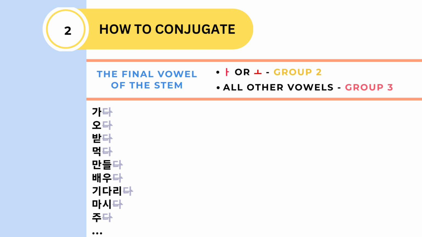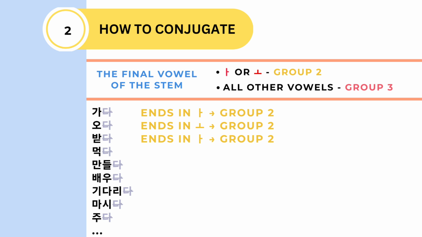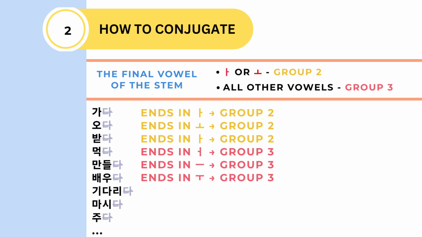Let's look at examples. 가다, stem 가, ends in 아, group 2. 오다, stem 오, ends in 오, group 2. 받다, stem 받, ends in 아, group 2. 먹다, stem 먹, ends in 어, group 3. 만들다, stem 만들, ends in 으, group 3. 배우다, stem 배우, ends in 우, group 3. 기다리다, stem 기다리, ends in 이, group 3.